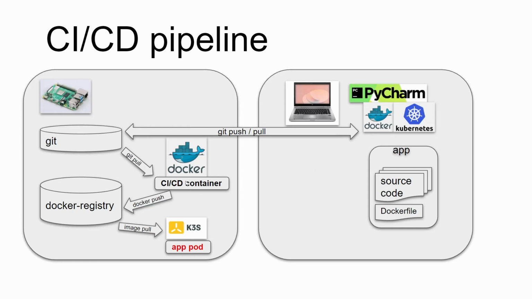And how does the CI/CD container work? It pulls the changes from the Git repository periodically or by a trigger, then runs the build script and pushes the new Docker image of our application into our Docker registry. From the registry, K3s pulls the newly created image based on the deployment descriptor, and finally, our application will run in a pod in Kubernetes.